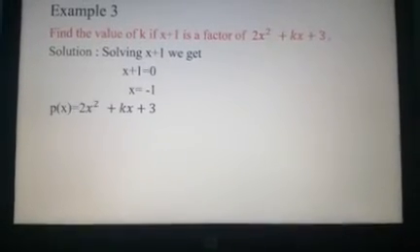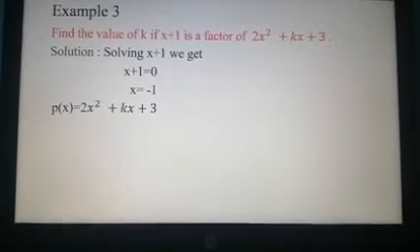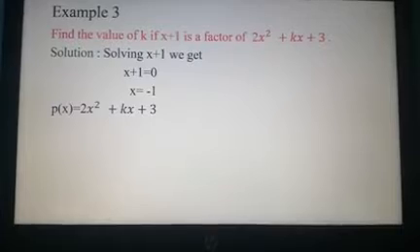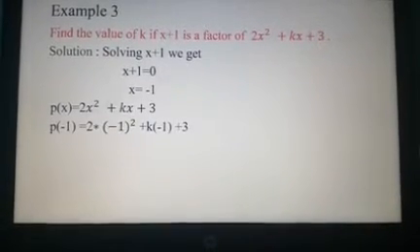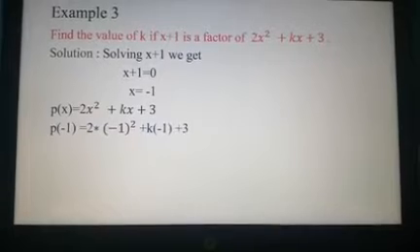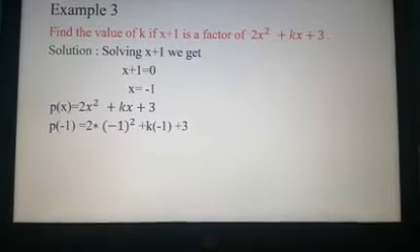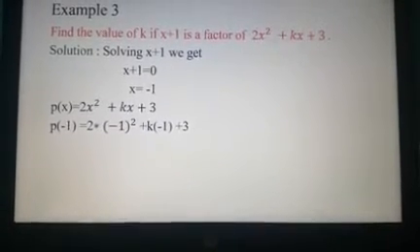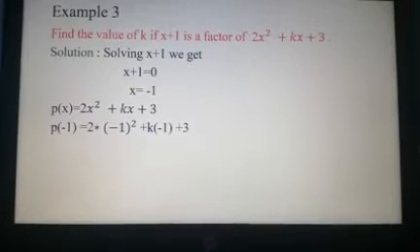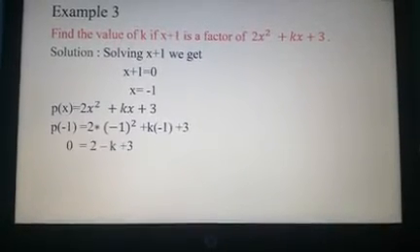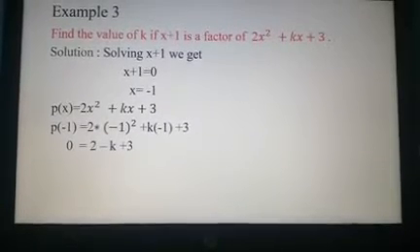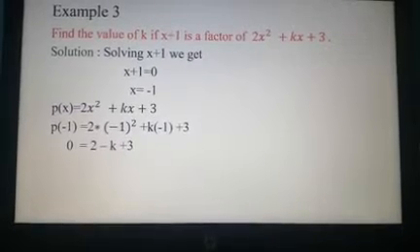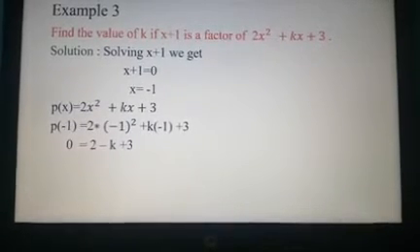Correct? So once you are getting the value as x is equal to minus 1, consider the given polynomial. So in the next step, be careful. I'm going to substitute the value of x is equal to minus 1. After substituting x is equal to minus 1, simplify it. So it is 2 minus 1 square is plus 1. Therefore, I'll be writing 2 itself. So k into minus 1 is minus k plus 3.